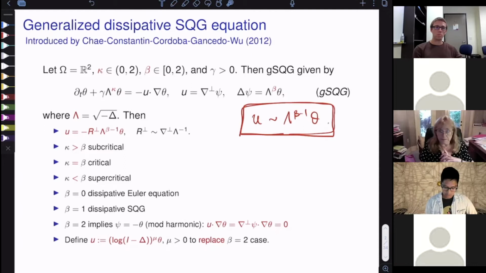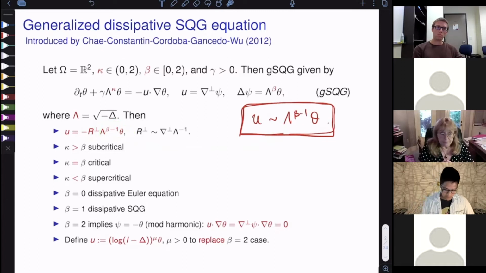The symbol of u could also be written as Riesz perp. So that's why I just put a squiggle here. Of course, that's bounded in all L^p. So essentially u is at the same regularity level as lambda to the beta minus 1 of theta.